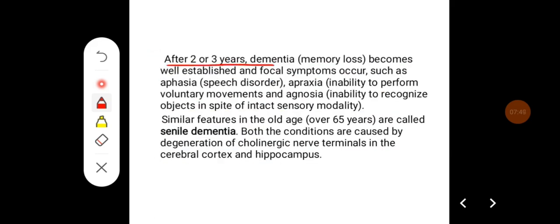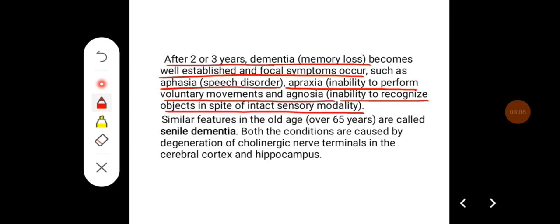After 2 to 3 years, dementia, that is memory loss, becomes well established and focal symptoms occur such as aphasia, that is speech disorder, apraxia, that is inability to perform voluntary movements, and agnosia, that is inability to recognize objects in spite of intact sensory modality. Similar features in old age, that is around 65 years, are called senile dementia. Both conditions are caused by the degeneration of the cholinergic nerve terminals in the cerebral cortex.